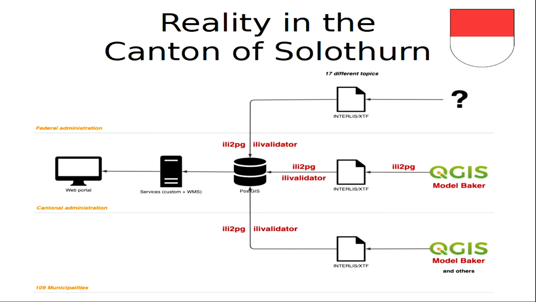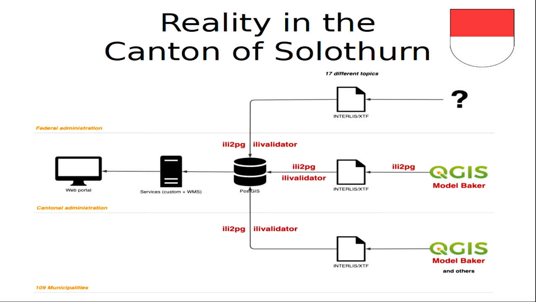So if we're able to describe the 17 topics in one data model, the data providers must be able to deliver the data, to provide the data in this data model and in one exchange format, the so-called INTERLIS exchange format, which is basically XML. And we as an SDI provider then must be able to import the data into our PostGIS database and so on. And thanks to a fantastic INTERLIS toolchain, this is actually, from my point of view, a no-brainer.